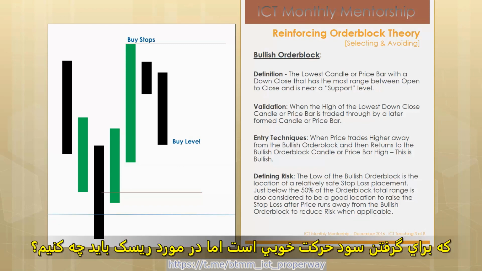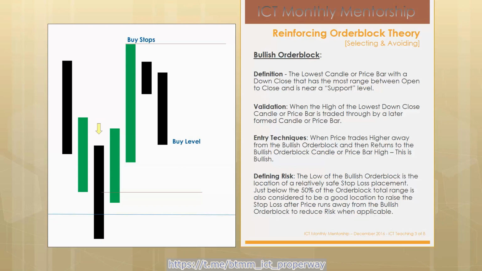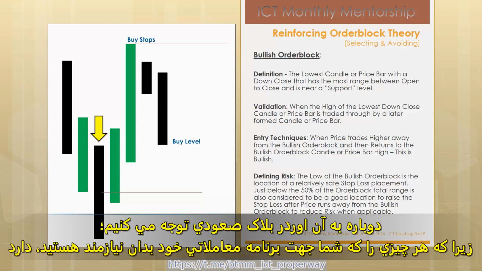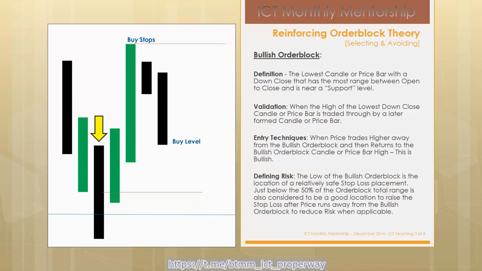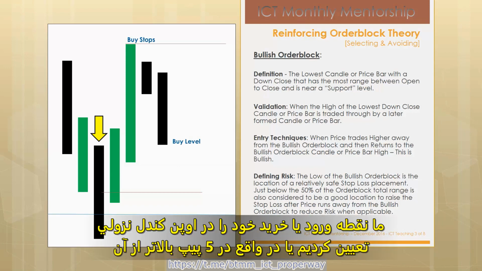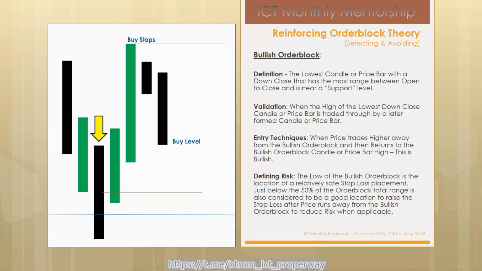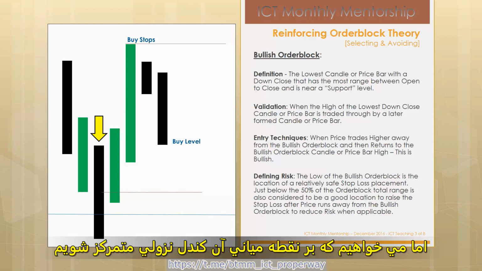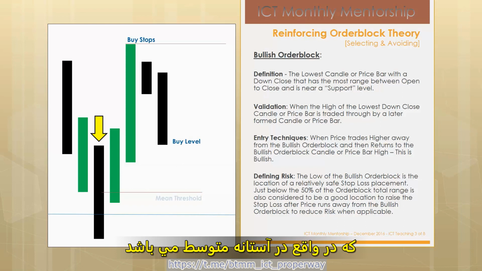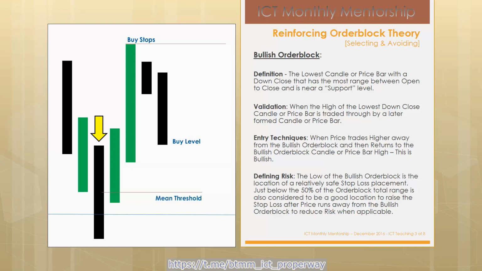That's all well and good for profit taking, but what do we do for risk? We take our attention back down to that bullish order block, because it's going to give you everything you need for your trading plan. We identify the entry at the open of the down candle. That's our buy point, or 5 pips above it. But we want to focus our attention on the midway point of that down candle. That's going to be in the form of the mean threshold.